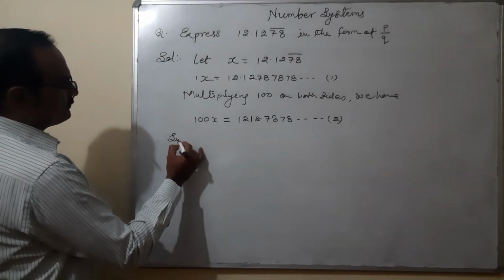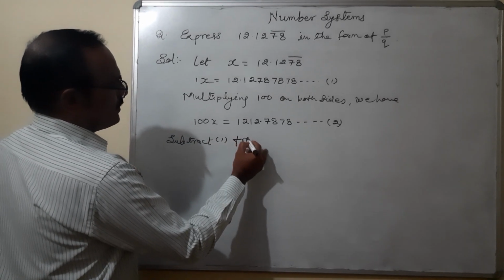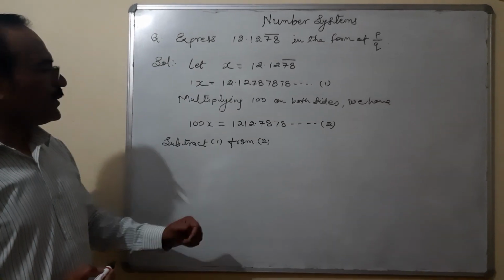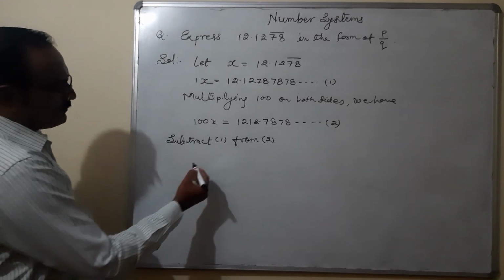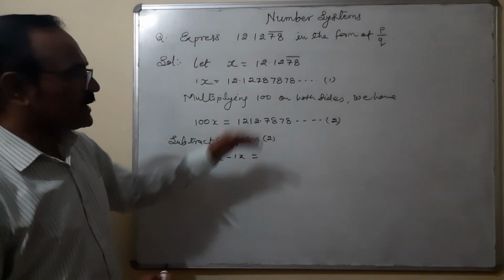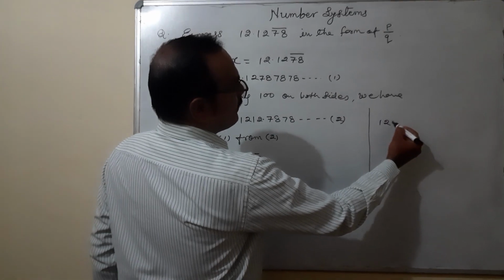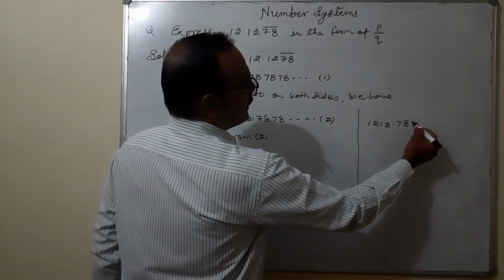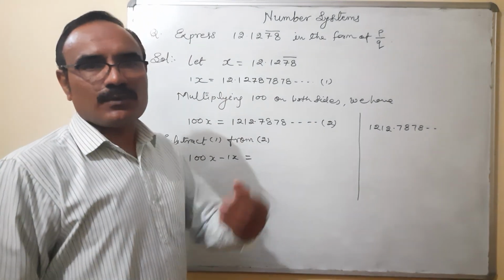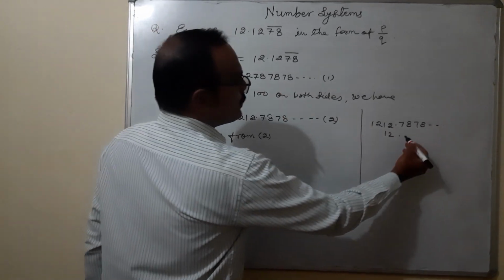Subtract the first from the second. When we subtract the first equation from the second equation, it is 100x minus 1x, equal to the subtraction of the right hand side terms. You can use the rough space here. 1212.7878 and this is 12.1278. You know how to add or subtract decimal numbers: always keep the decimal below the decimal.